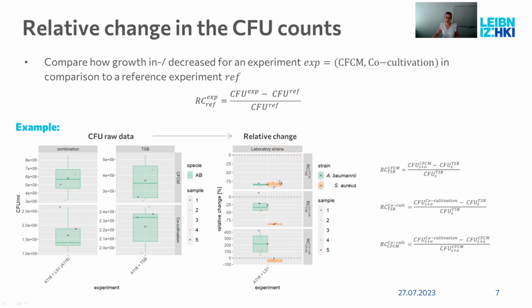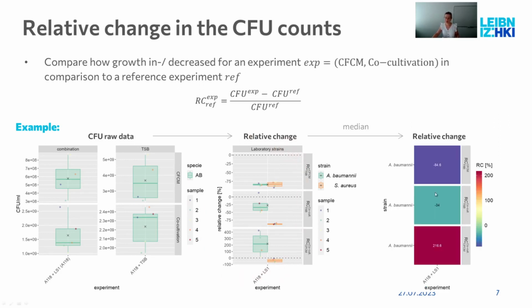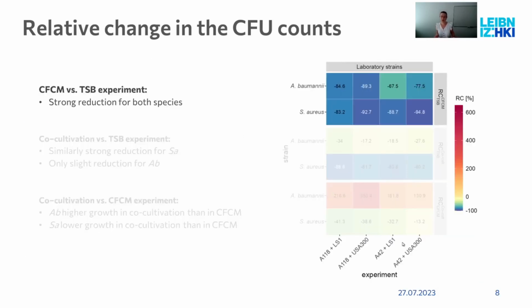And from this, we can also plot these nice heat maps where the color refers to the median value of these distributions. And we can see how the growth was either reduced or enhanced in comparison to the reference experiment. So let's have a look at the results. So here in the first row you see the growth of the two pathogens in CFC medium compared to growth in the TSB control experiment.